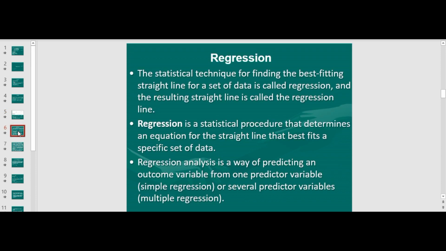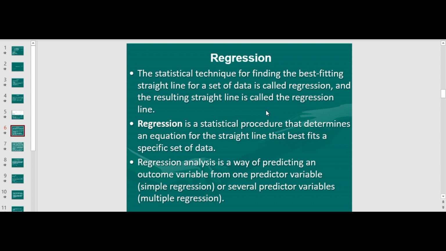Regression is a statistical technique for finding the best fitting straight line for a set of data, and the resulting straight line is called the regression line. So regression is a statistical procedure that determines an equation for the straight line that best fits a specific set of data. Regression analysis is a way of predicting an outcome variable or the dependent variable from one predictor variable, which is simple regression, or from several predictor variables, which is multiple regression.